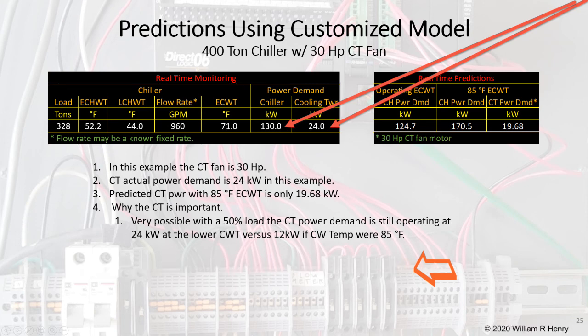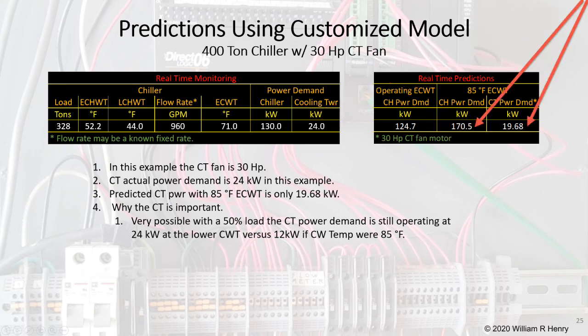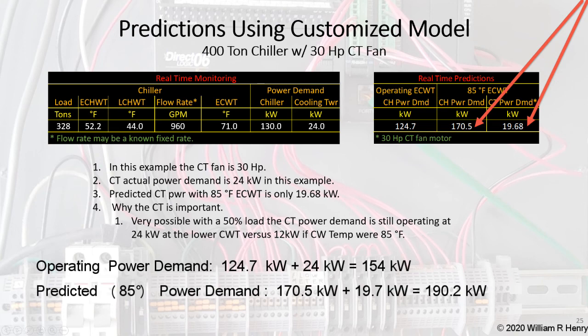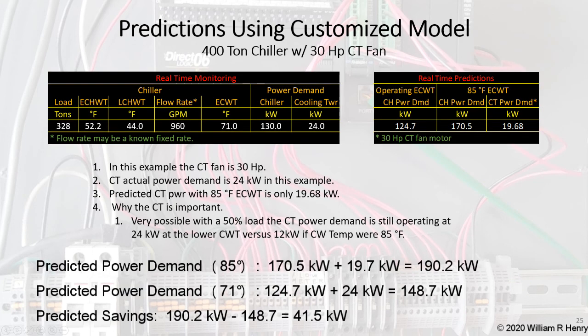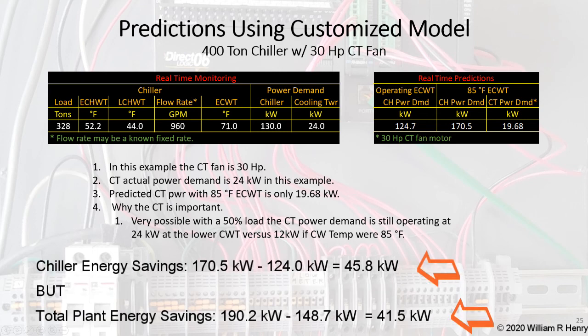This then can be compared with a plant operating at the design condenser water temperature of 85 degrees, with all other conditions being equal, and we see the combined power demand is predicted to be 190.2 kilowatts. Therefore, the predicted savings for the chiller plant is just 41.5 kilowatts versus the 45.8 kilowatt savings of the chiller. So now we have a more realistic evaluation of the actual operating savings, and it is done in real time.